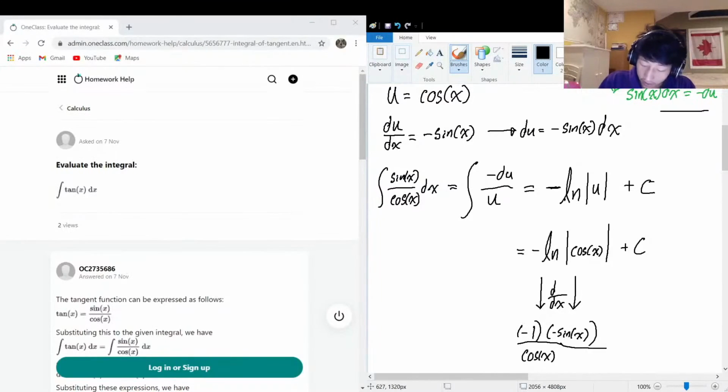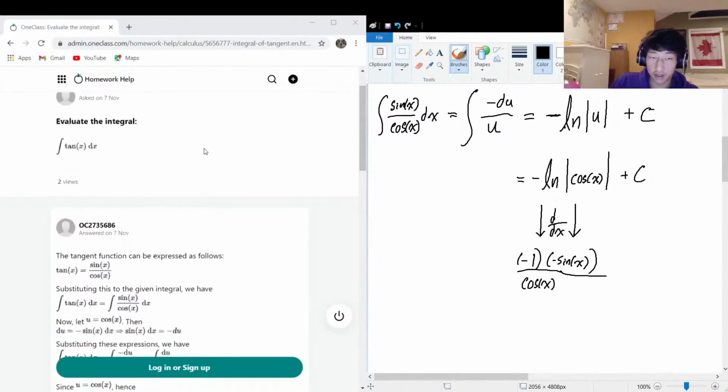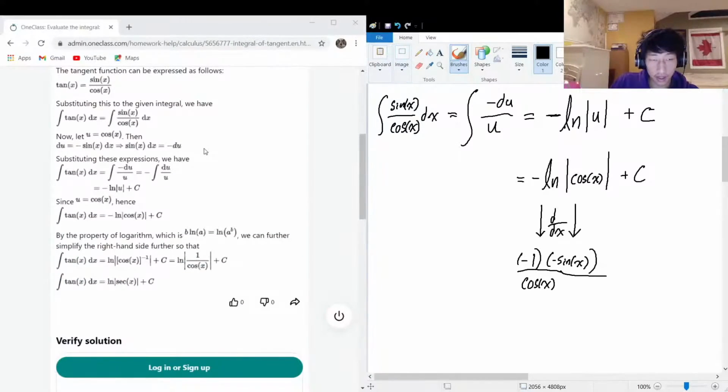The negative from the negative sine x and the negative 1 out front neutralize each other to just be a positive, and then we just get sine x over cos x. That's tan x. That's the same thing that we started off with. So we can give ourselves a big high five because that integral is solved.